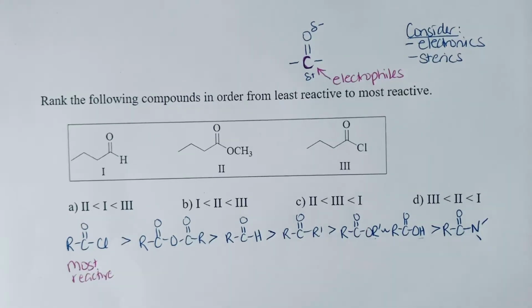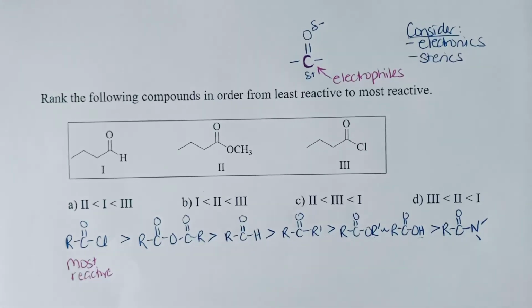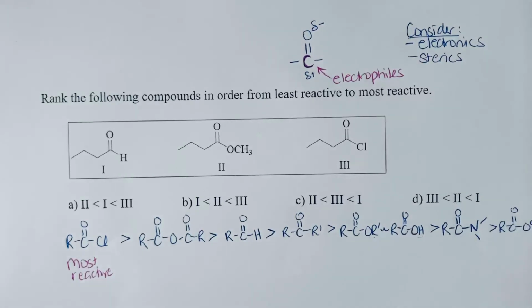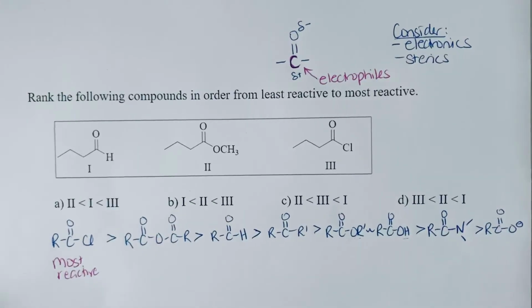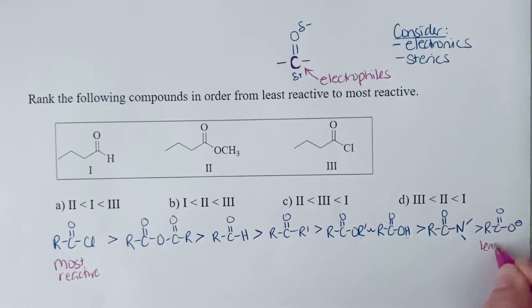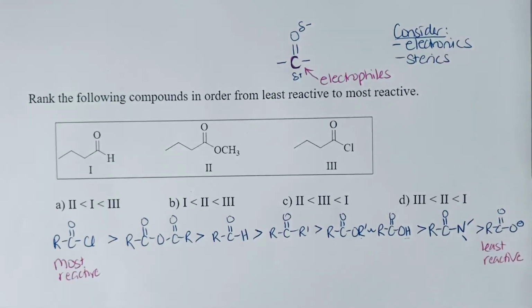Okay, and so we've got this trend from our most reactive to our least reactive. And we can actually say even less reactive than an amide, if we really want to be complete, is the carboxylate anion. So if you deprotonate this, well, now it can really donate electrons, and it's definitely not going to leave. So this would be your least reactive.